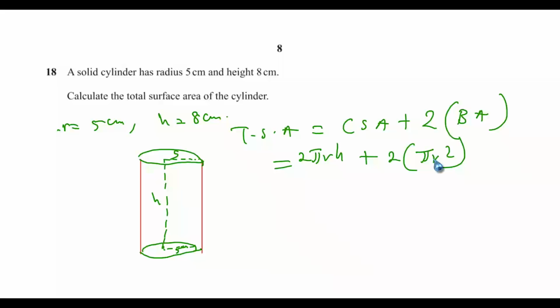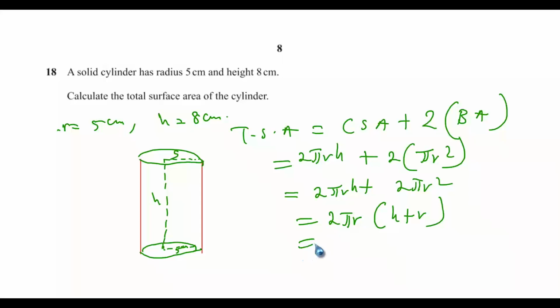Okay, so we can now expand this. This will give us 2 pi r h plus 2 pi r squared. So we can factor out 2 pi r. So we have 2 pi r into h plus r.